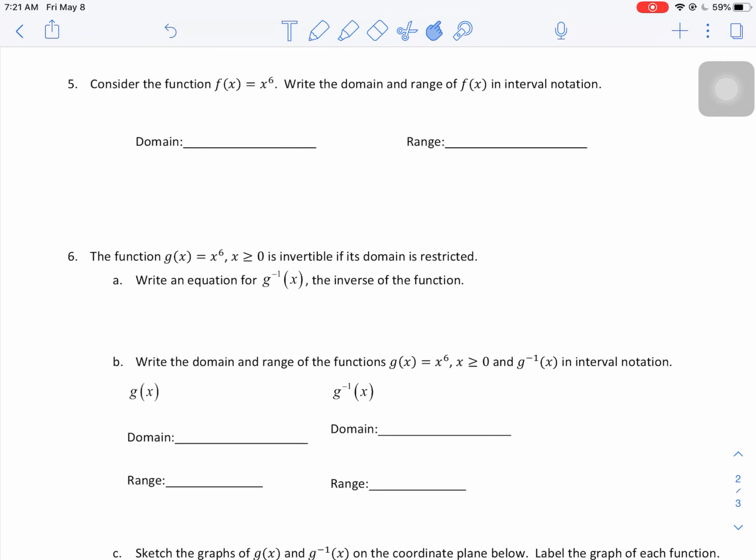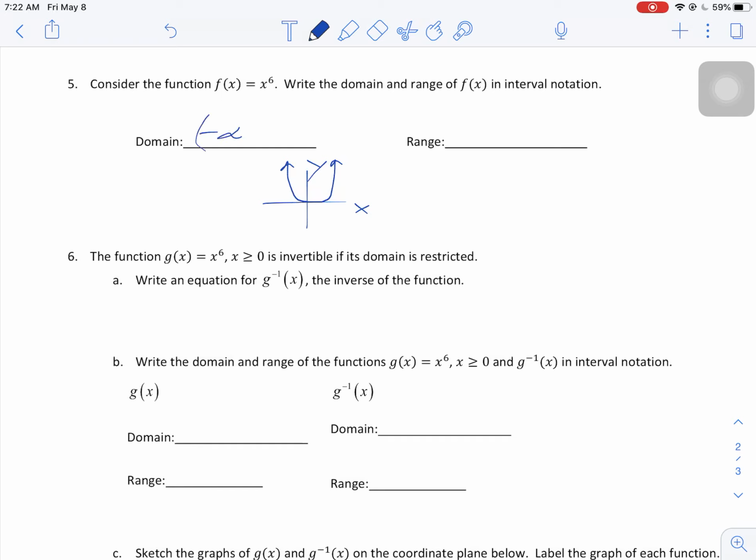Number 5, consider the function f of x equals x to the 6th. Write the domain and range of f of x in interval notation. So it's helpful in this problem, I think, to draw yourself a little sketch. So x to the 6th looks a lot like x to the 4th, which looks a lot like x squared. Usually, the only big difference is that it gets a little bit more flattened out towards the origin. So it looks something like that.